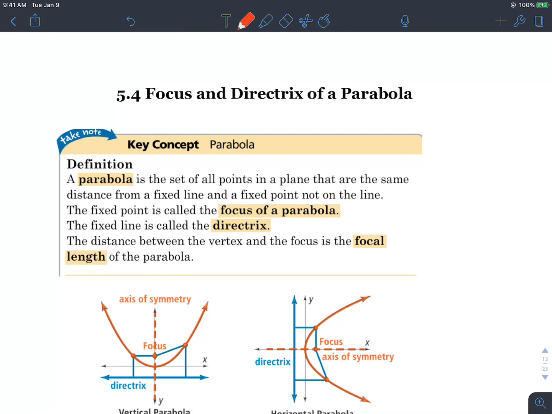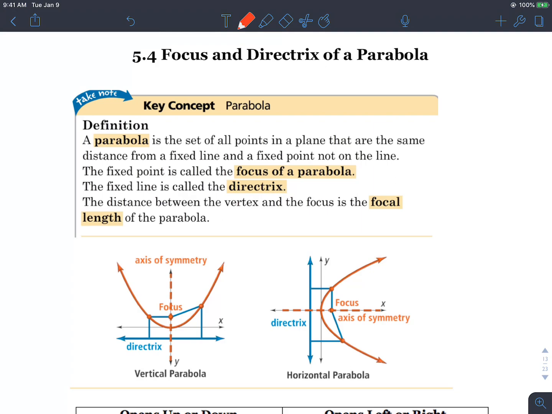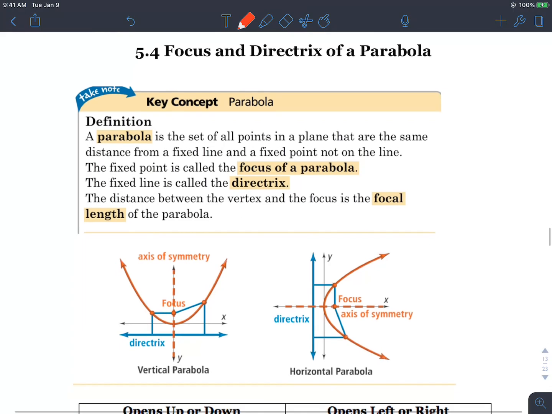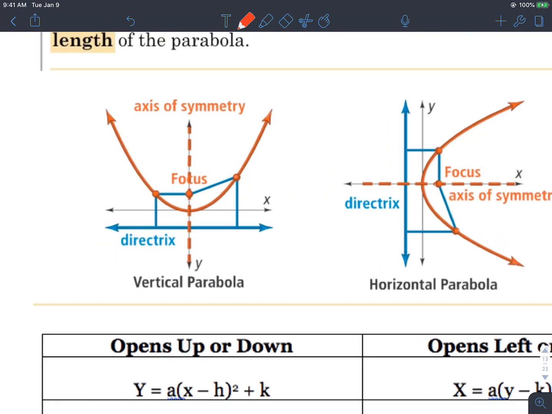A parabola is a set of all points in a plane that are the same distance from a fixed line and a fixed point not on the line. That fixed point is called the focus of the parabola, and the fixed line is called the directrix, and we got some pictures down below. The distance between the vertex and the focus is the focal length of the parabola. So you got a couple of different things here.